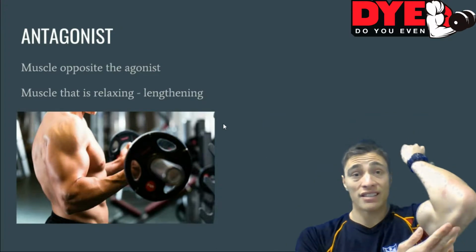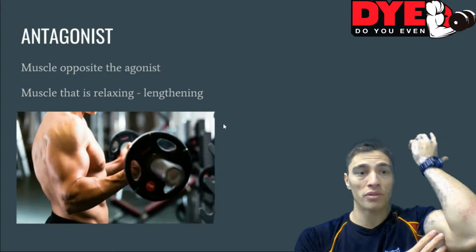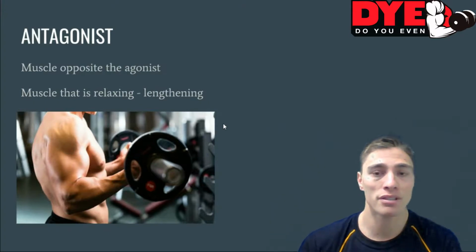Or if the antagonist didn't relax, then the agonist wouldn't be able to do its movement. Okay, so it's the muscle that's relaxing and lengthening. So that's the tricep in this example.